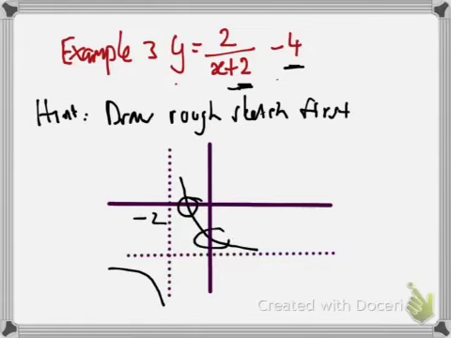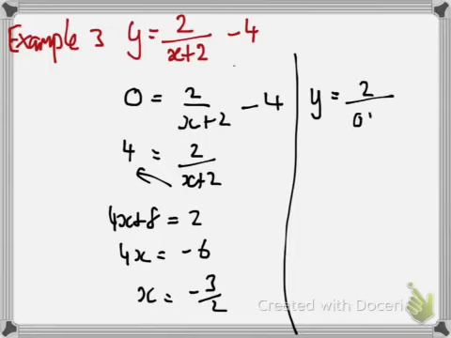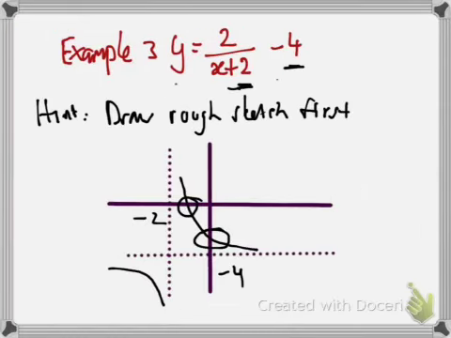Now, let's have a look at our y-intercept. And remember, that's negative 4 there, so we're expecting our y-intercept to be negative 3-ish, somewhere around there. Let's see what we get. To find y-intercept, we make x equals 0. So y equals 2 over 0 plus 2 minus 4. y equals 2 over 2 minus 4. That equals 1 minus 4, which is negative 3. So our y-intercept is (0, negative 3). Once again, that fits in with our rough sketch prediction of about negative 3.